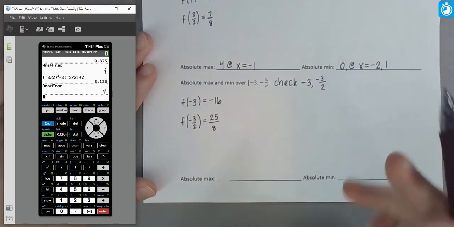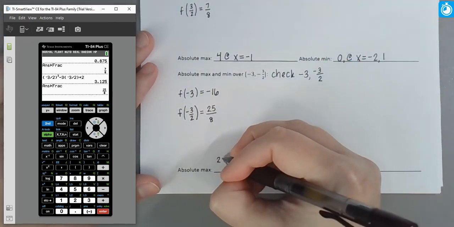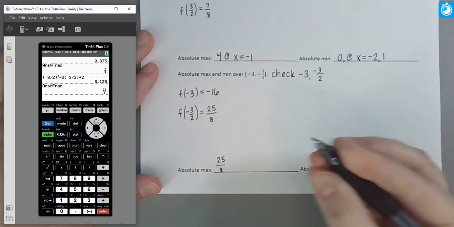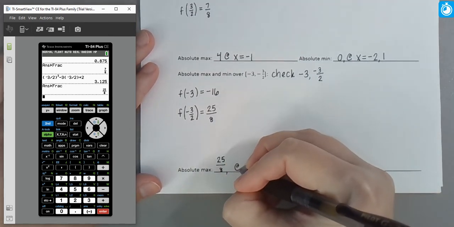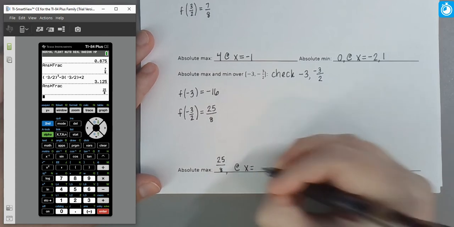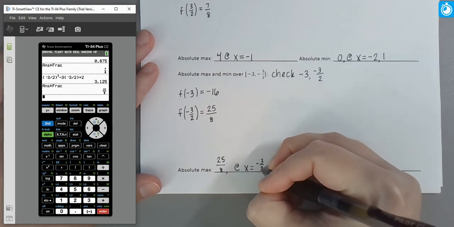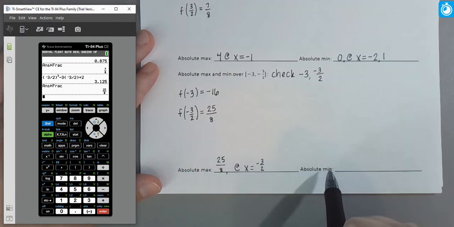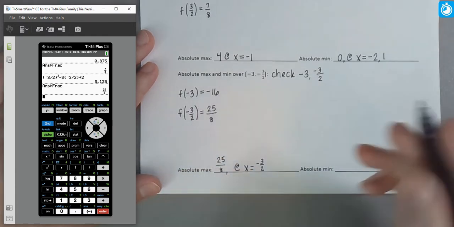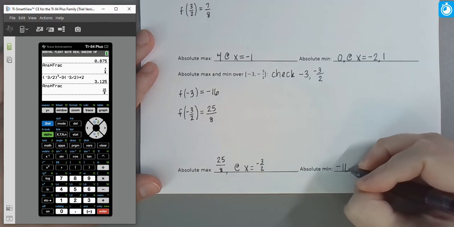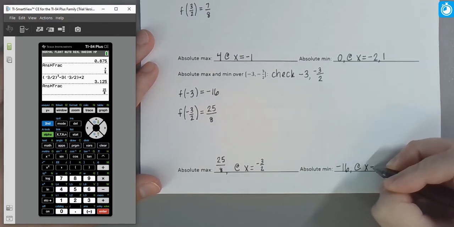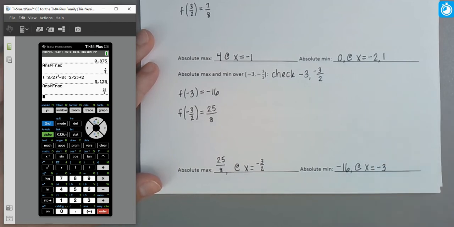So in this case, our absolute maximum is the value 25 over 8, otherwise known as 3.125, and it occurs at x equal to negative 3 halves, in other words, the right-hand endpoint of our graph, and the absolute minimum is negative 16, and it occurs at the left-hand endpoint, x equals negative 3.